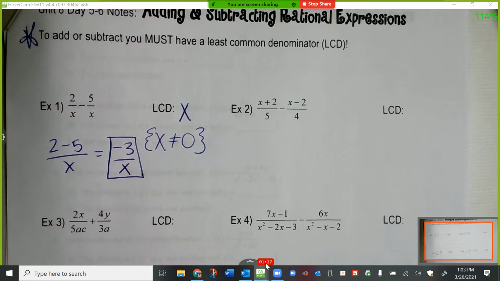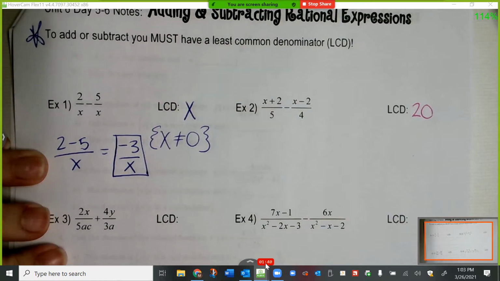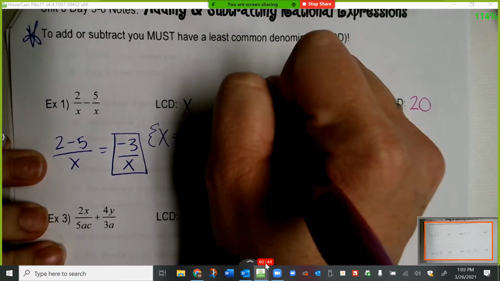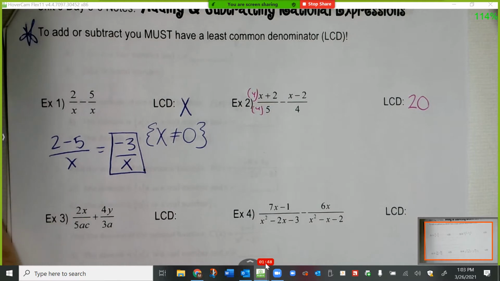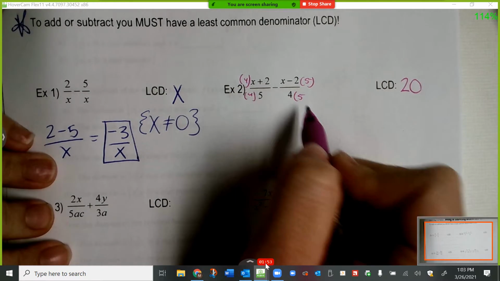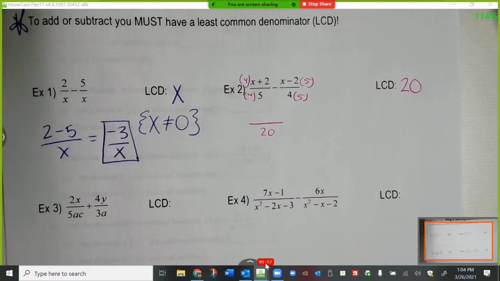Number 2 is a little different. What is my least common denominator here? 20. 5 and 4 can both turn into 20. How do I turn a 5 into 20 by multiplying? Times 4. So on this side, we're going to multiply both of them by 4. What about this side? Well, 5 times 4 and 4 times 5 equal 20, so I know that this whole thing is going to be on top of 20 now.